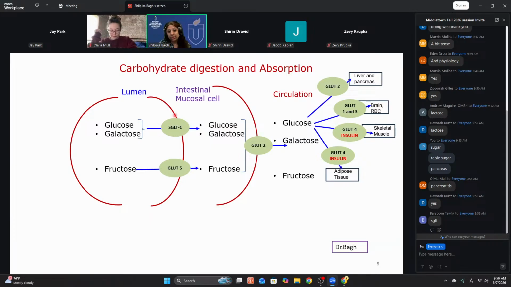SGLT1. Now, once you know SGLT1, do you know there's an SGLT2 there too? The question I asked is, tell me which transporter is pushing glucose and galactose from lumen to cell. I'm not asking from cell to circulation or peripheral tissue. I'm asking you lumen to cell, so you have to be specific. It's SGLT1. Now, who will tell me SGLT1 is a facilitated diffusion or secondary active transport?